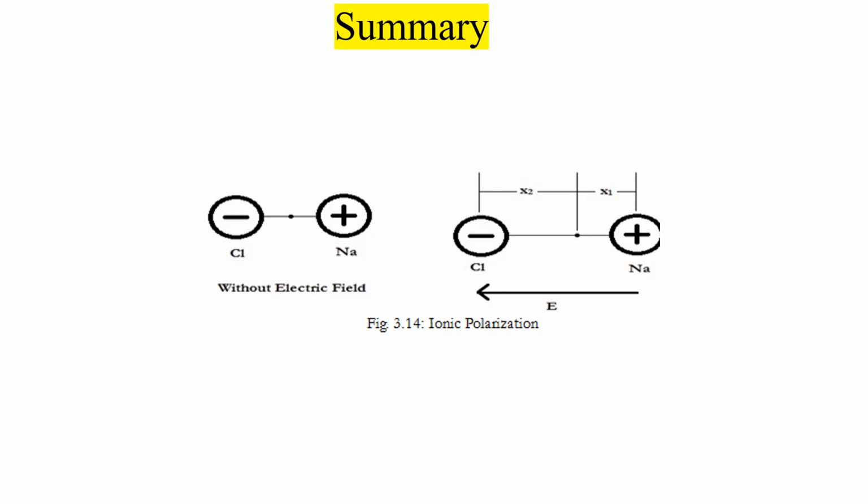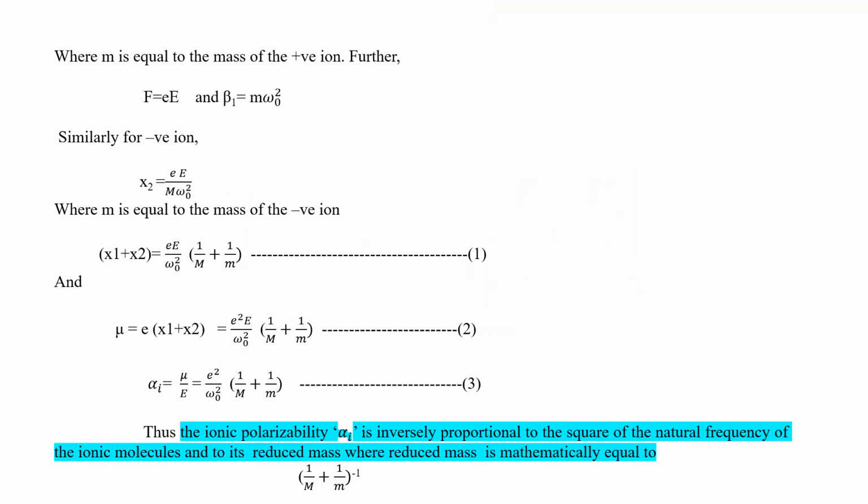That is like a simple harmonic vibration. Just imagine that positive and negative ions can vibrate on both sides as a harmonic oscillator. Therefore, you derive the force on the positive and negative ions relating to the restoring force constants beta 1 and beta 2. Okay, so finally we conclude that ionic polarization is nothing but E squared by omega naught squared into 1 by capital M plus 1 by small m.